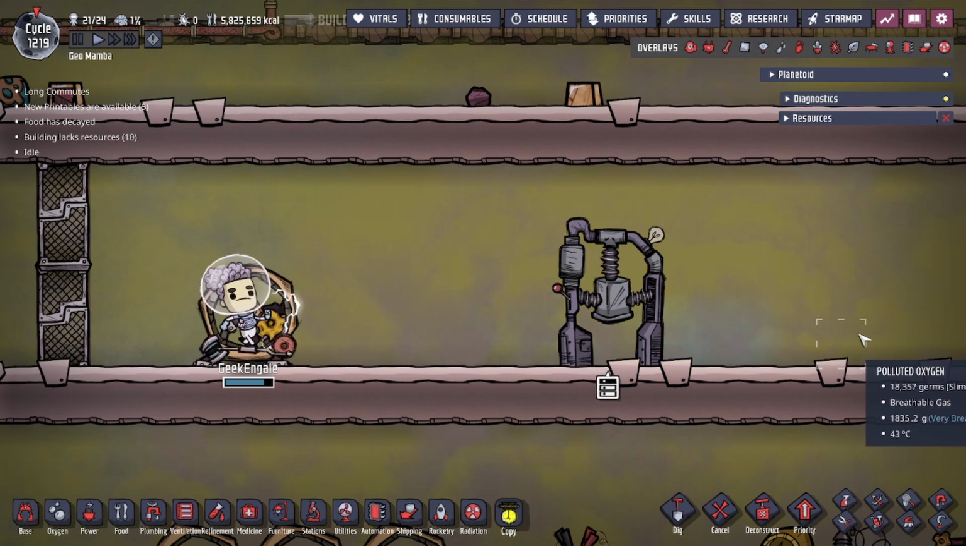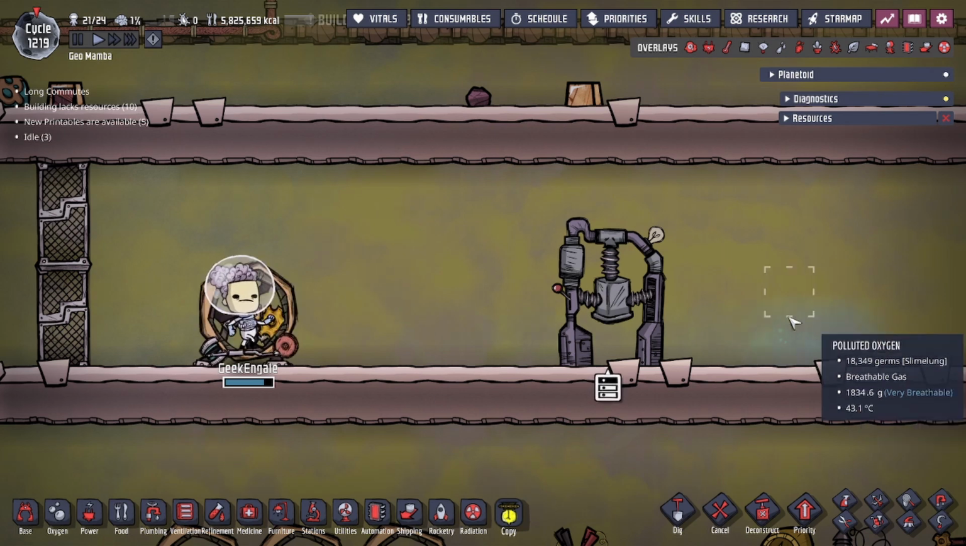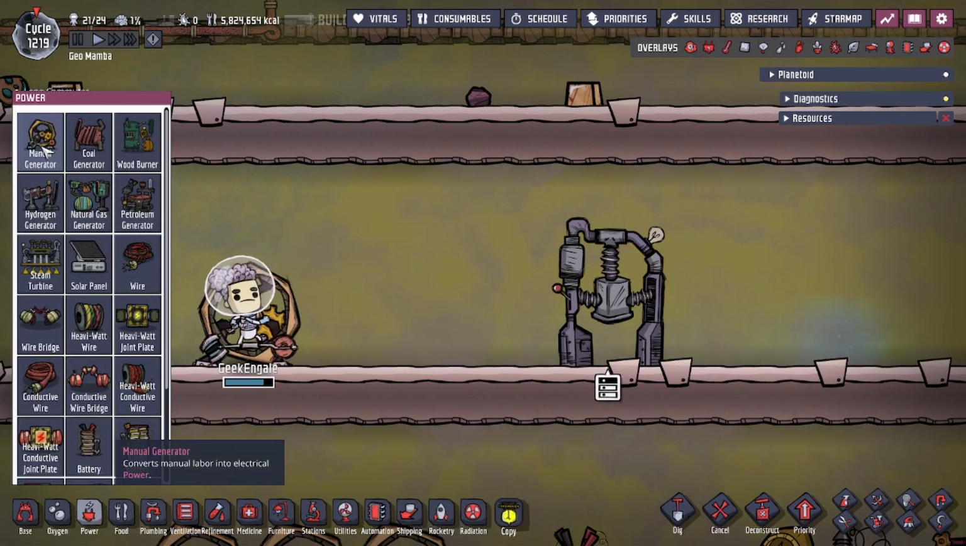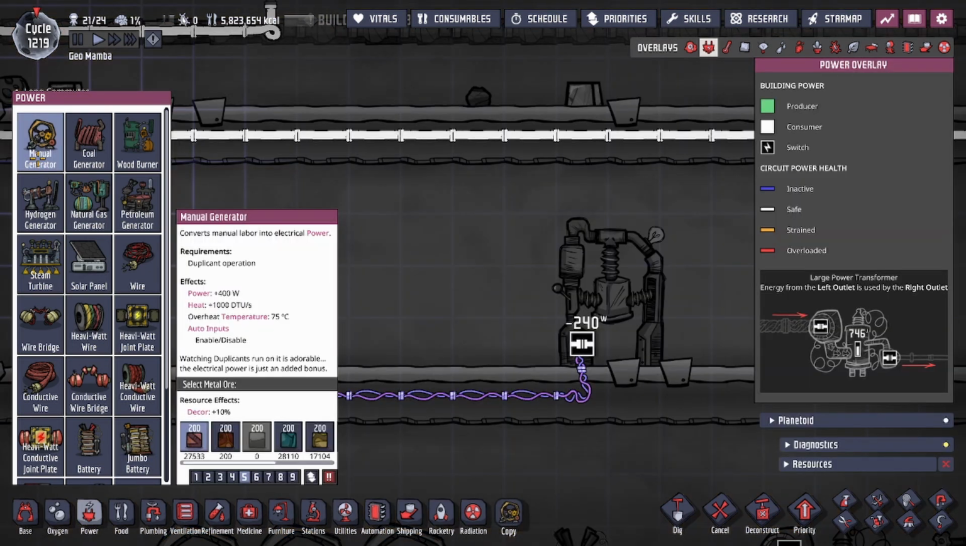Today we're going to be going over some Oxygen Not Included basics. Today we're going to be going over power. And of course, to get it started, we're going to be talking about the power generators. You guys could go into the power tab, look at the generators by the name, and you could tell whether or not it is a generator by looking at the effects tab.